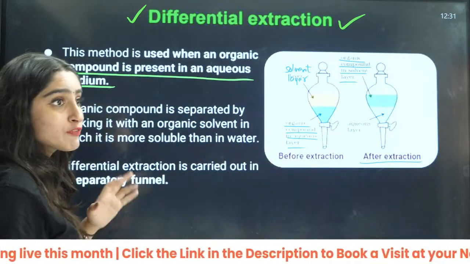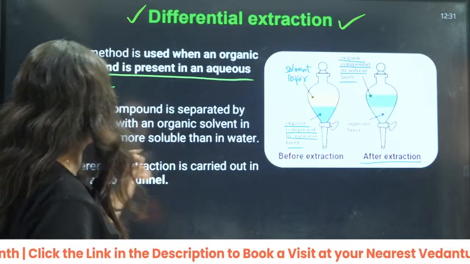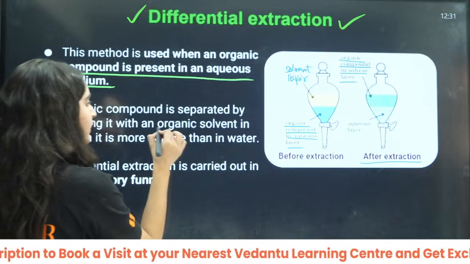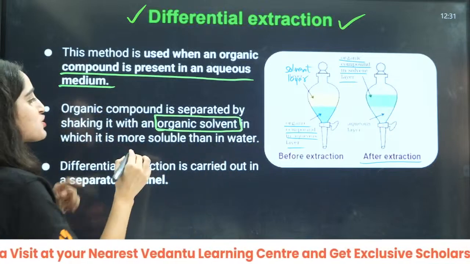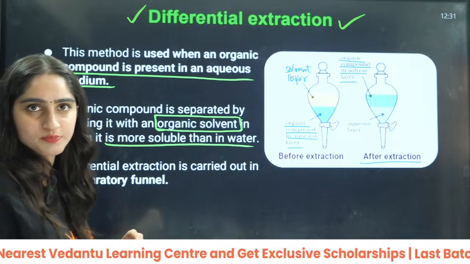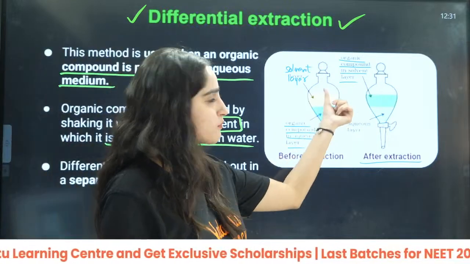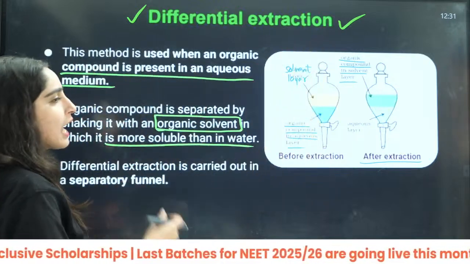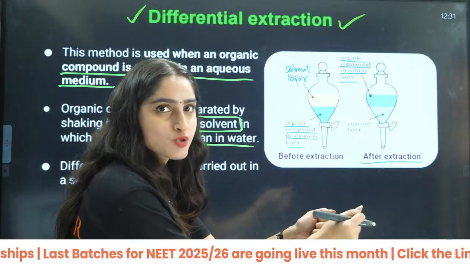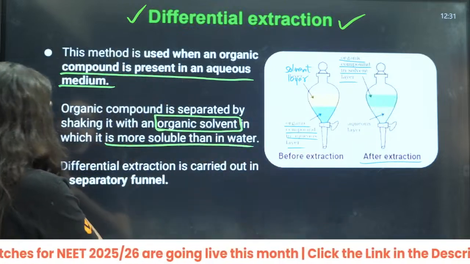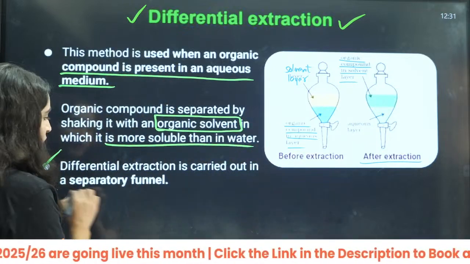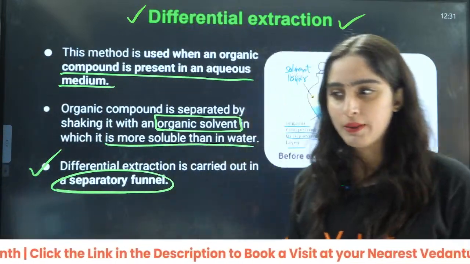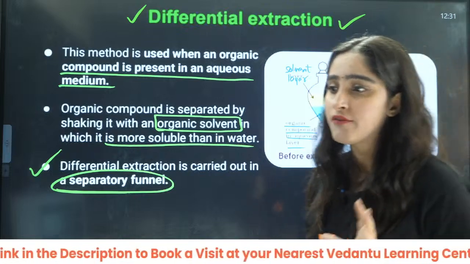The organic compound with a suitable solvent you will use. The organic compound is separated by shaking it with an organic solvent in which it is more soluble than water. For example, this is your aqueous, this is your solvent. So in the solvent, it will be more soluble. Now you'll just shake it and it is more attracted toward this solvent, so it will go with the solvent. So differential extraction is carried out in a separating funnel. This is called the separating funnel, a very simple method.